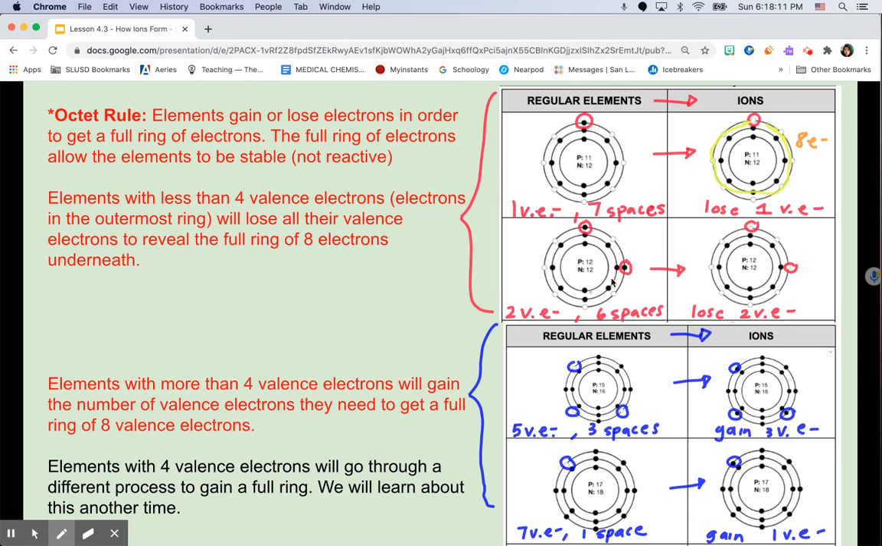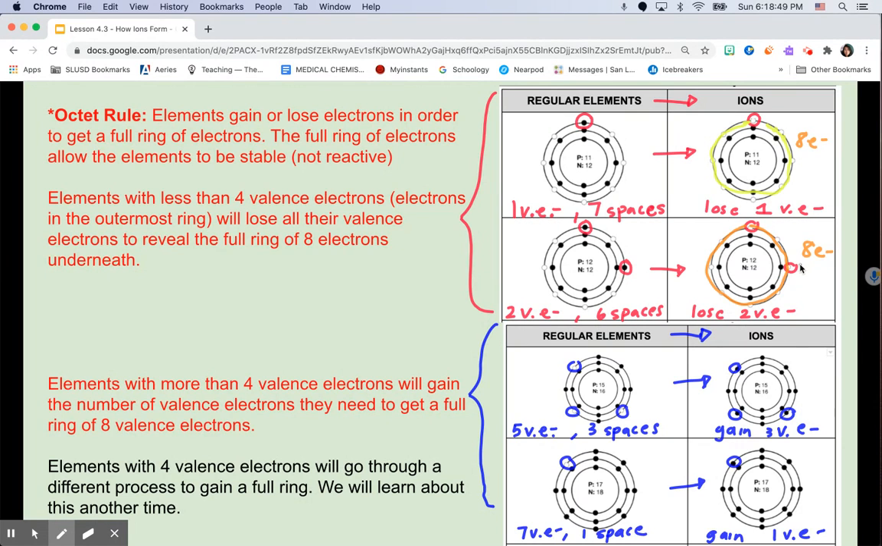Right. In the second scenario, I have 2 valence electrons, 1, 2. So 2 valence electrons, or electrons in the outermost ring, and 6 spaces on the outermost ring. And notice that when this element becomes an ion, it loses those 2 electrons. And again, if I ignore what's out here and I count out the number of electrons underneath, or the new valence ring, I have 8 electrons, right?